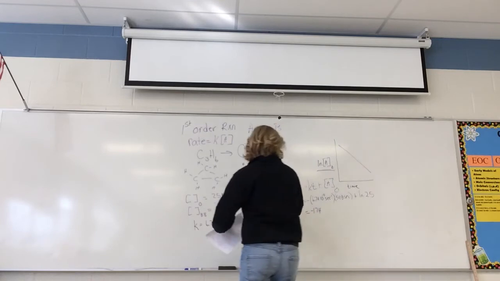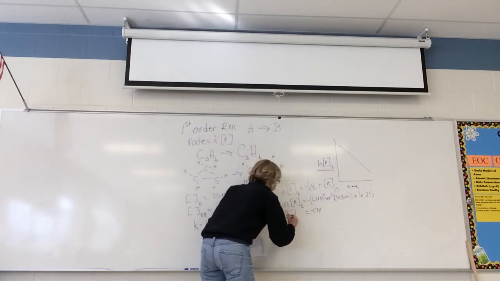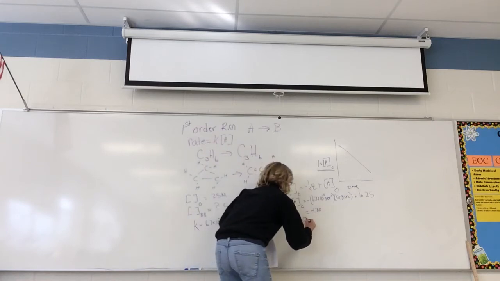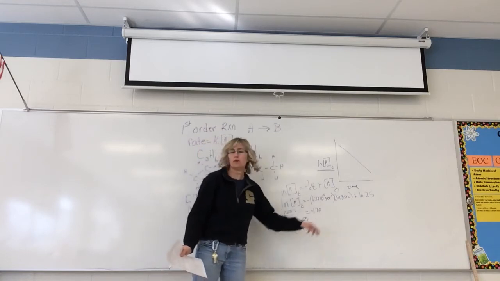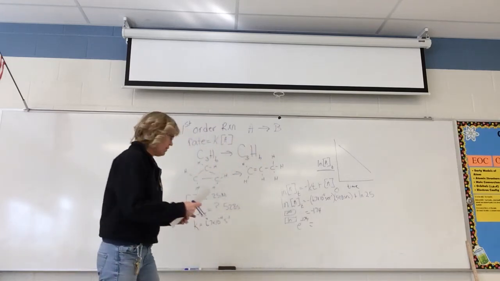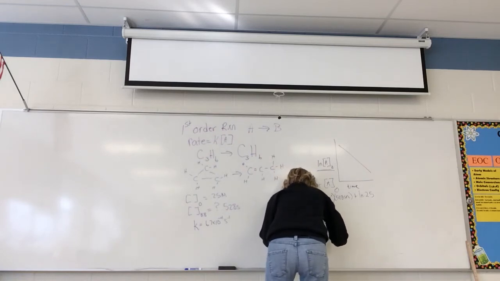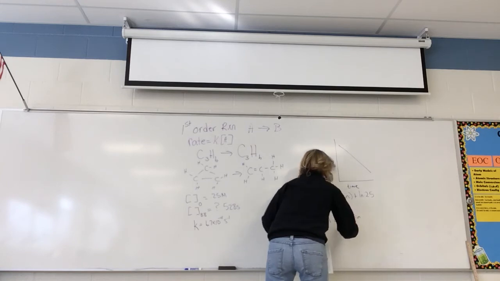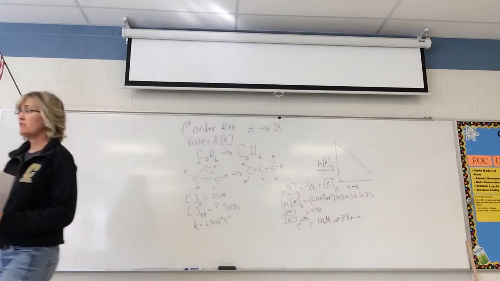How do we undo a natural log? Well, we hit second function ln, which is that e to the whatever. So you would put second function ln negative 1.74, hit enter, and you get 0.176 molar at 8.8 minutes. Remember to get your concentration right, and remember that your sig figs need to be correct.